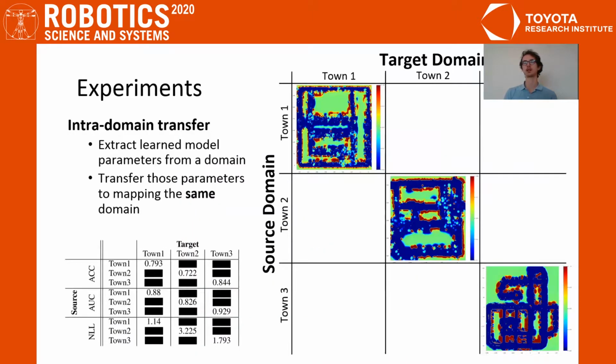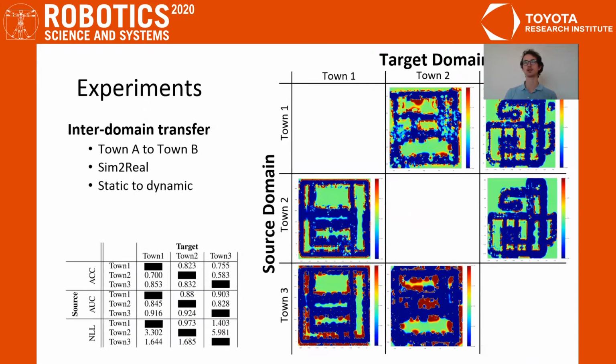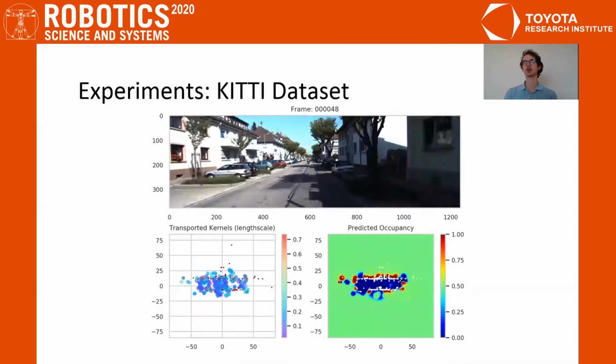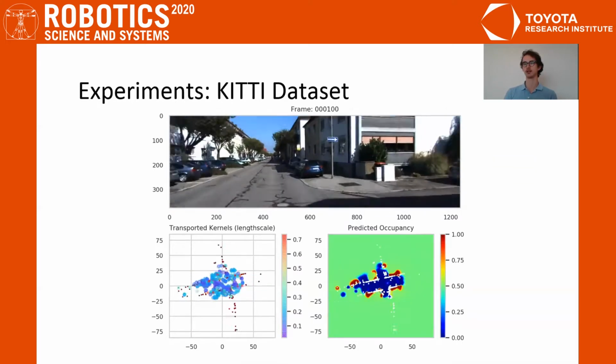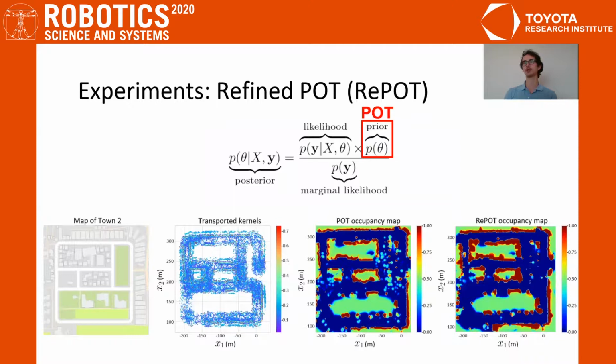In this simulation experiment, we demonstrate transfer from one part of the domain to the rest. Next, we wanted to demonstrate parameter transfer across different domains. This experiment covers various transfer learning paradigms such as simulation to real and adapting from static to dynamic environments. Next, we wanted to see how our framework could apply to the real-world KITTI dataset. Finally, we demonstrate how POT can be used as an informative prior in Bayesian inference to further refine map quality. We term this refinement operation repot.